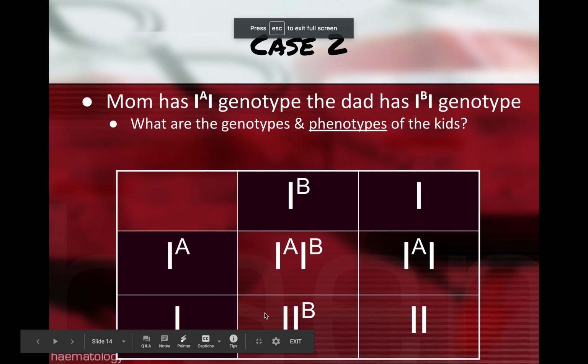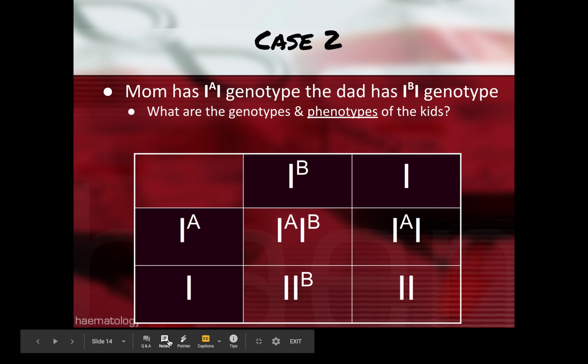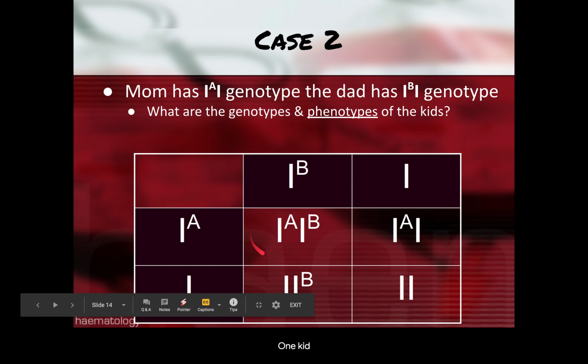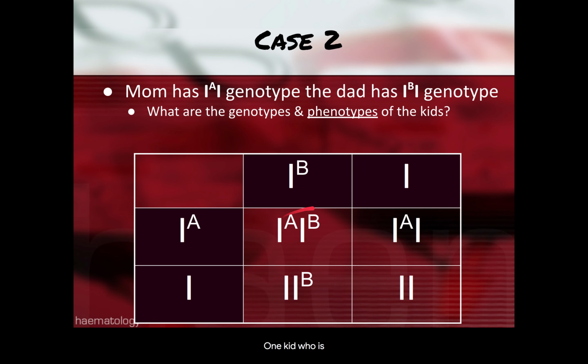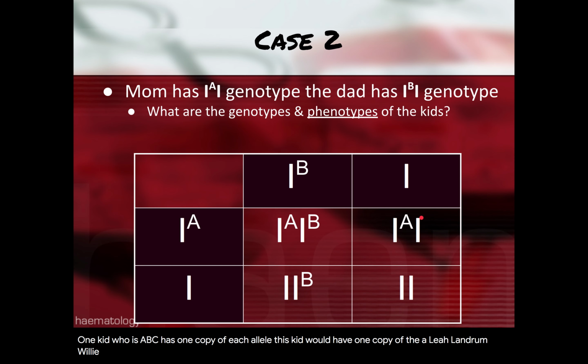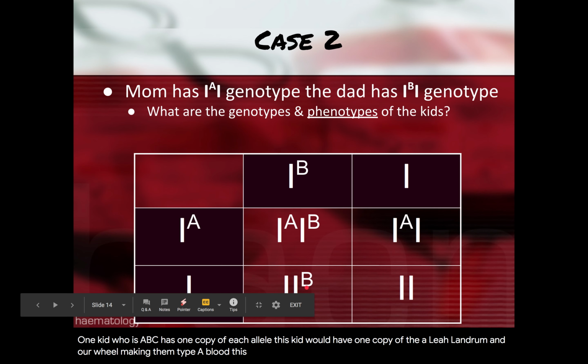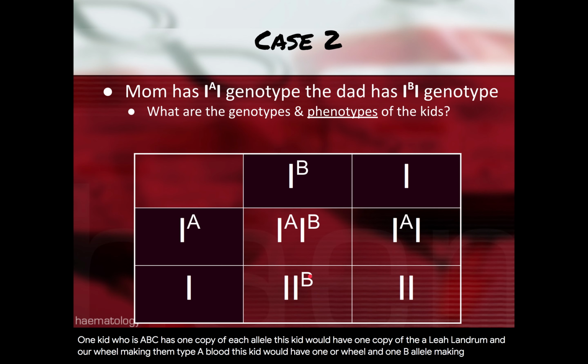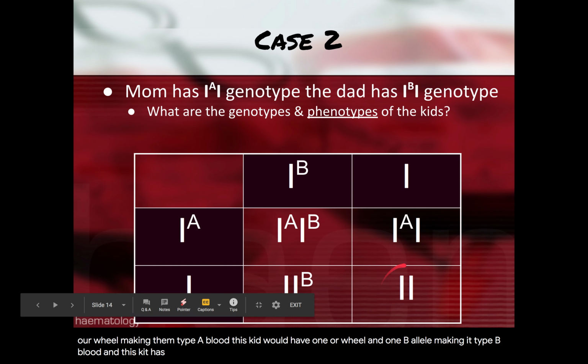So we've got one kid who is AB, has one copy of each allele. This kid would have one copy of the A allele and then an O allele, making them type A blood. This kid would have one O allele and one B allele, making it type B blood. And this kid has two O alleles, making it type O blood.